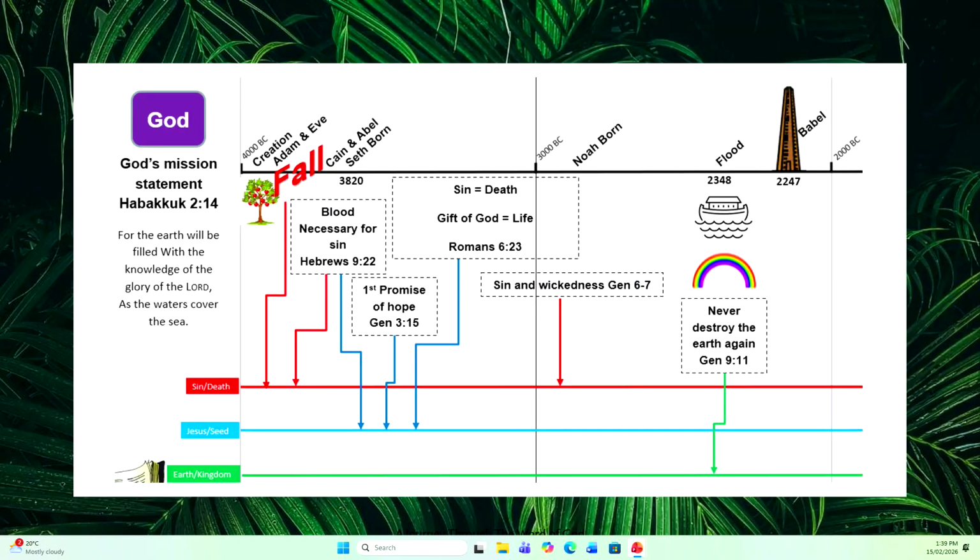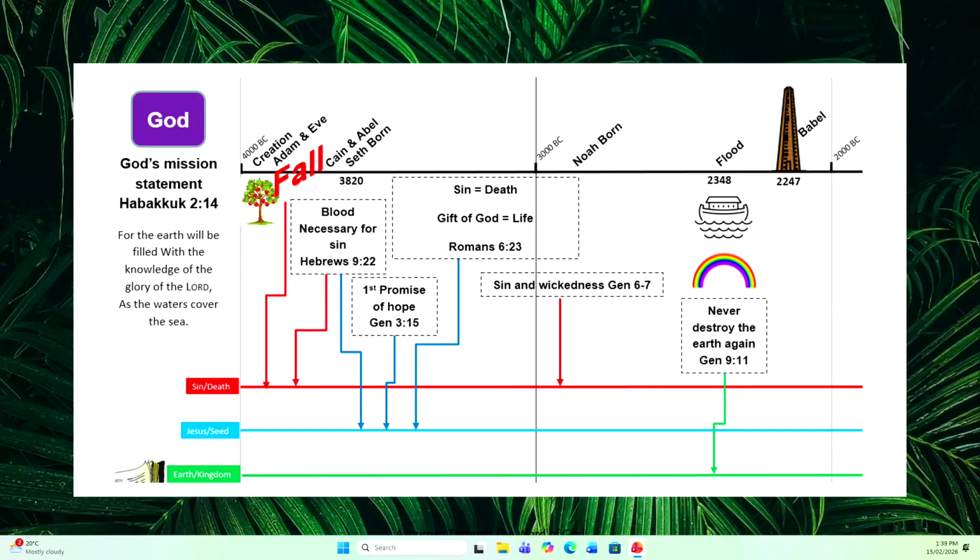So we find here around about the year 2348 that God introduces the promise to the earth that he will never destroy it again. Okay, so even though it didn't take too long for God to regret creating mankind, about 2,000 years later, he destroyed mankind off the earth except for one man and his family.